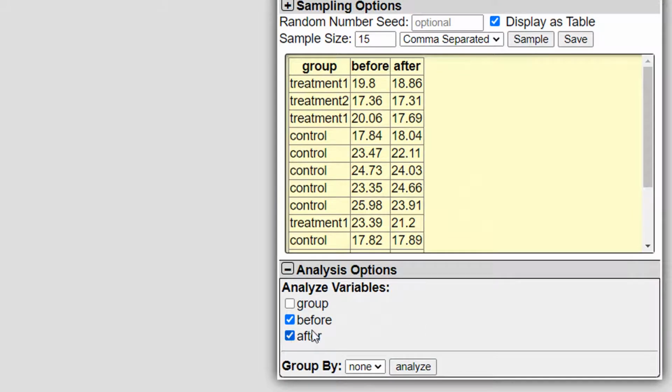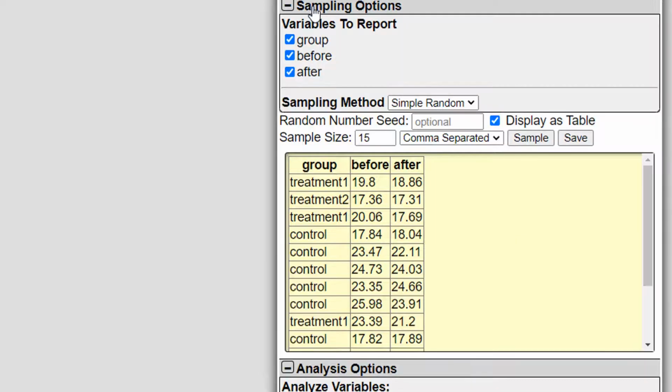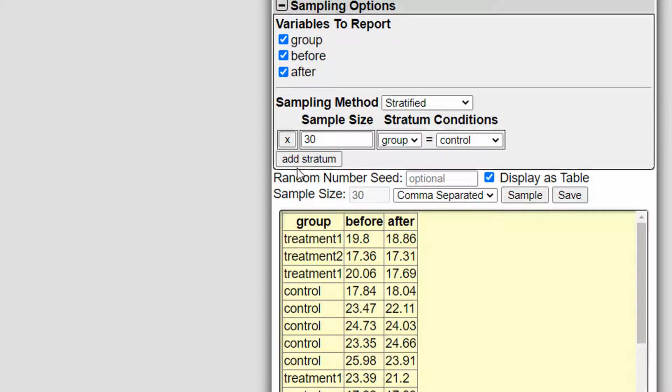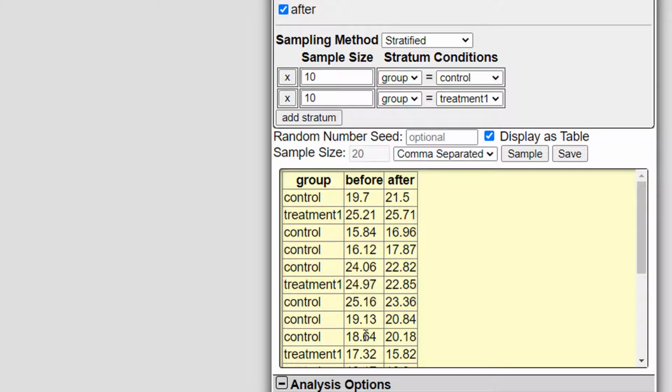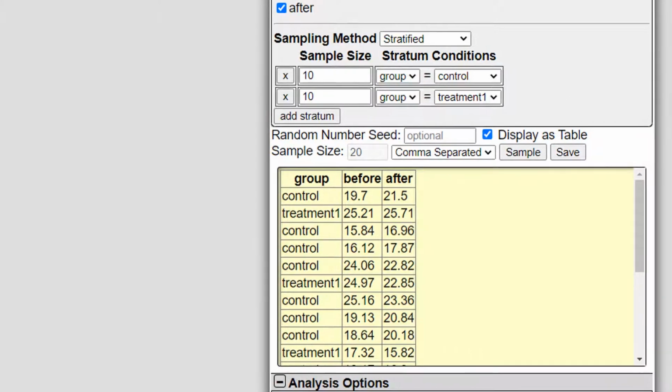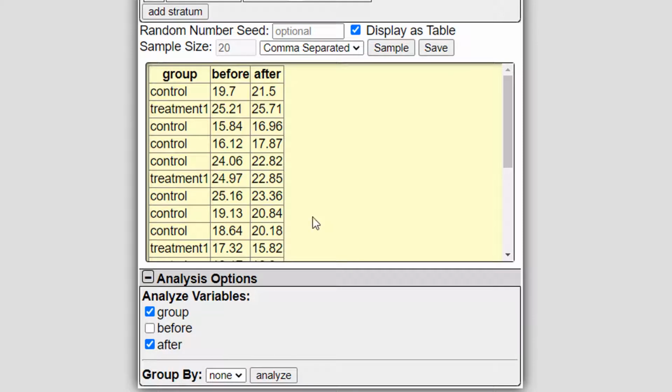All right, now let's just say we want to look at the difference between the control and treatment 1. So I'm actually going to modify this to, let's do 10 from control and 10 from treatment 1. And I'm going to resample. And I'm going to look at the after based on group. So, after group by group, I'm going to analyze that.